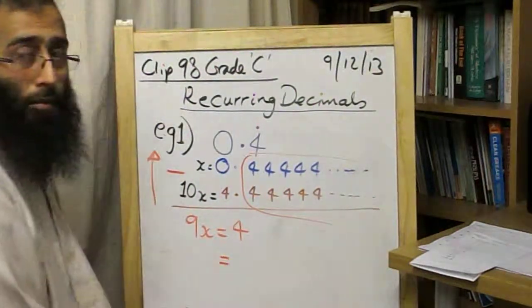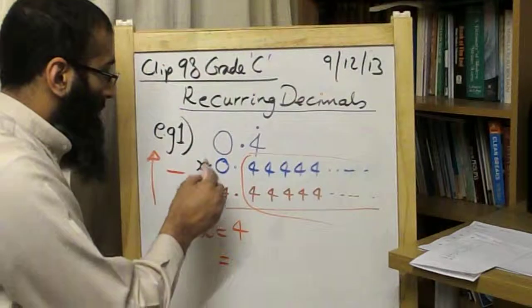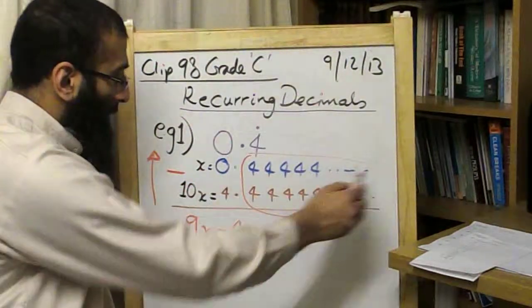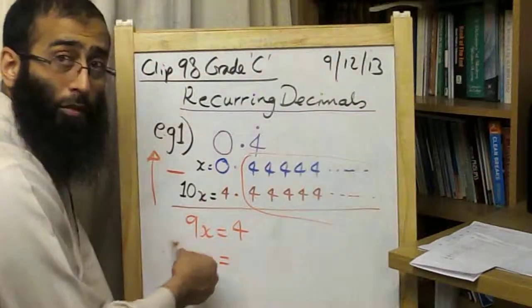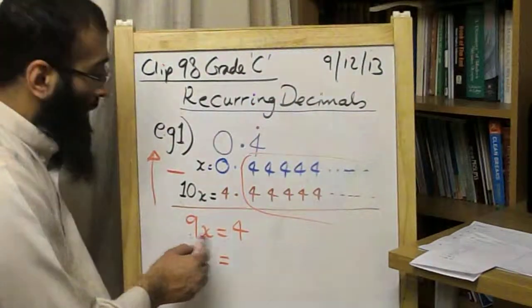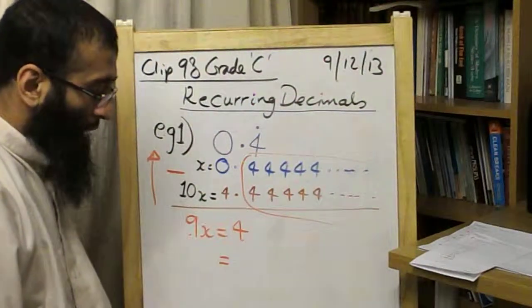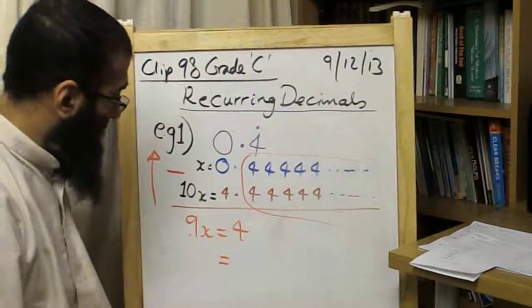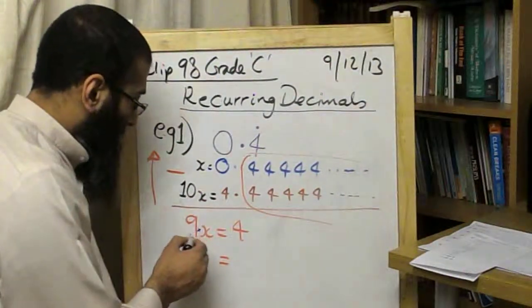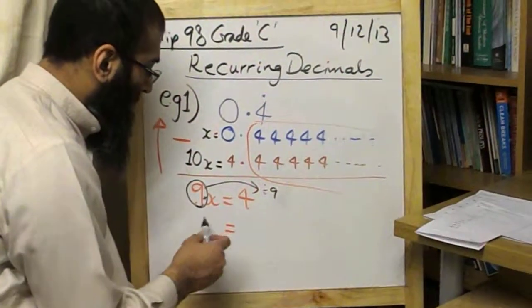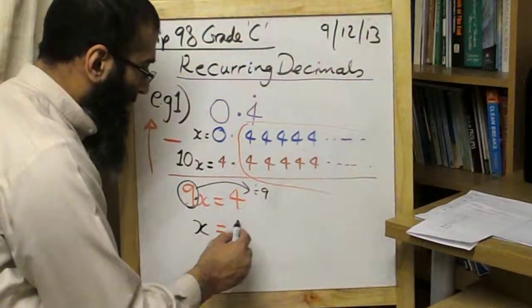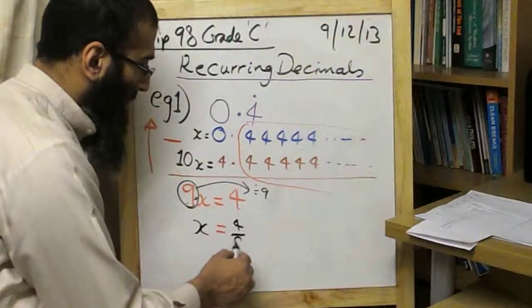So we're nearly there now. As you can see, the recurring decimal number is all gone. We've got a whole number 9 and a whole number 4. What we need to do now is rearrange it to make x the subject. So x has been multiplied by 9. The opposite of times by 9 is divide by 9. So x now is equal to 4 over 9.